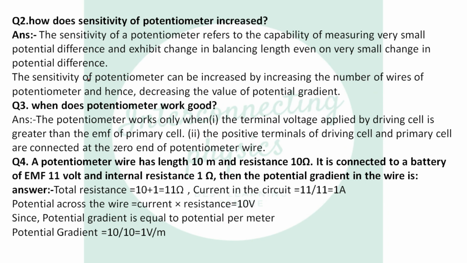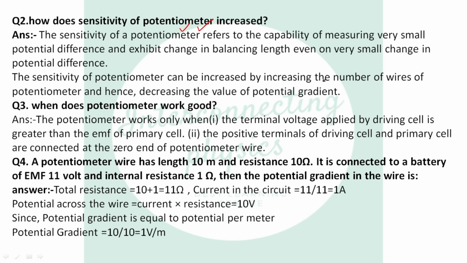Let us start with the second question. How does the sensitivity of a potentiometer increase? First of all, we should know what the sensitivity of a potentiometer is. Sensitivity means the capability of measuring a very small potential difference in the circuit. If a potentiometer is able to measure even the smallest potential difference in the circuit, that means the potentiometer is very sensitive.